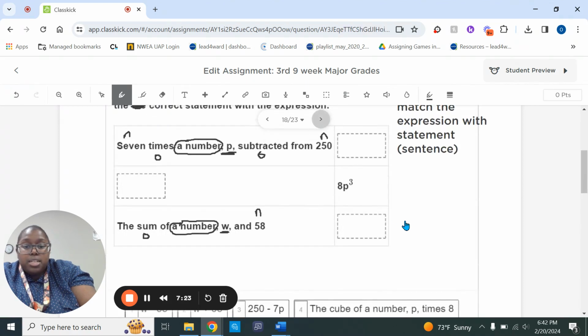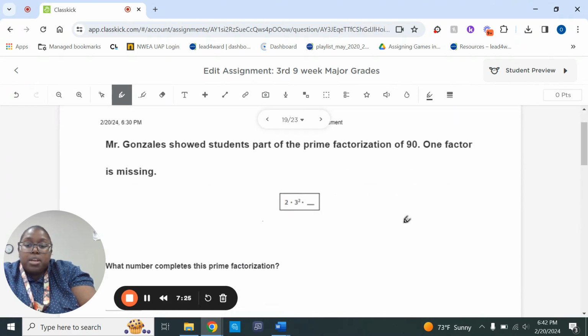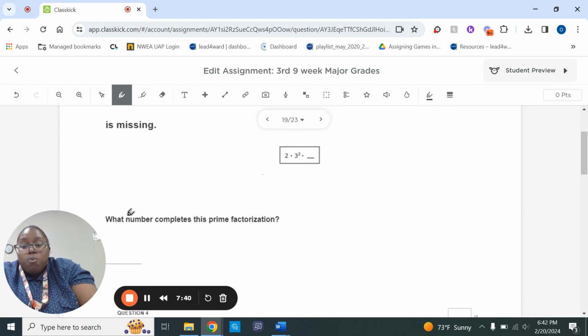Number 3 is next. So let's move on to number 3. Number 3, Mr. Gonzalez shows students part of the prime factorization of 90. One factor is missing. So we have 2 times 3 squared times blank. What number completes this prime factorization?